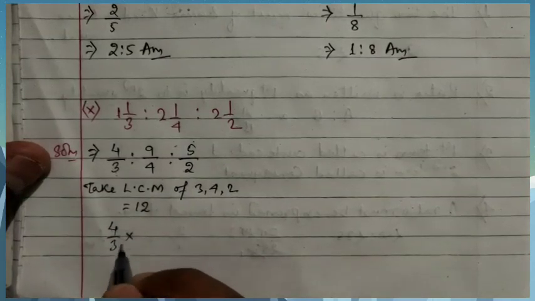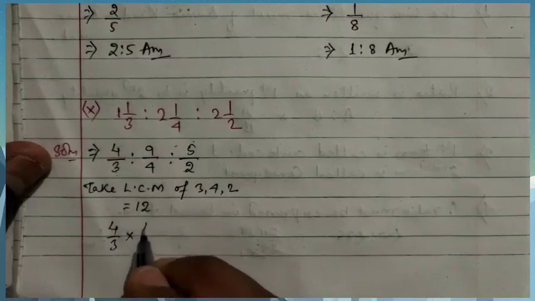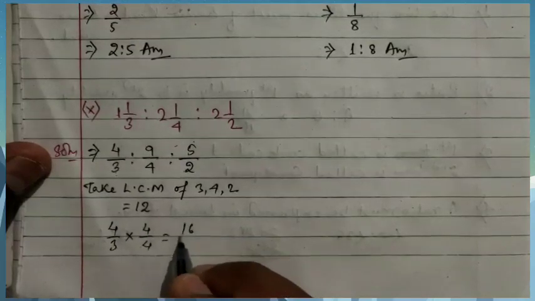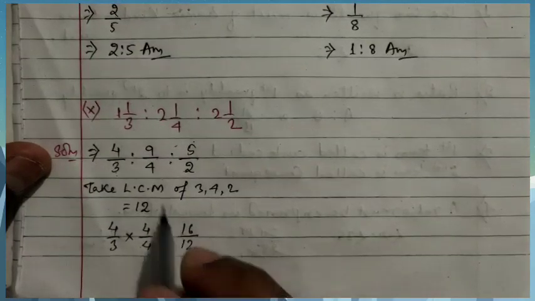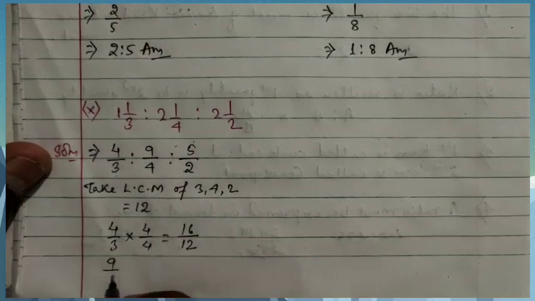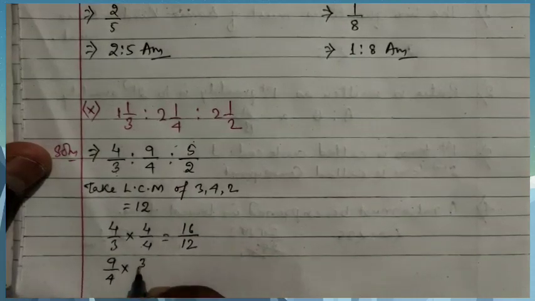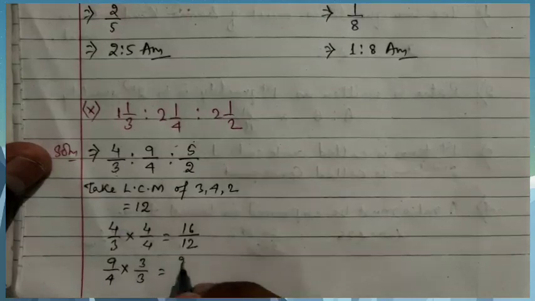4 by 3, by what number will we multiply? 3 fours are 12. 4 by 4, the fraction will become 16 by 12. Next is 9 by 4. 4 threes are 12. We will multiply by 3 by 3. 9 threes are 27 by 4 threes are 12.